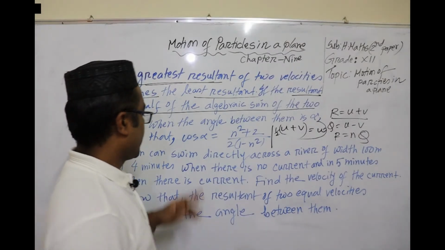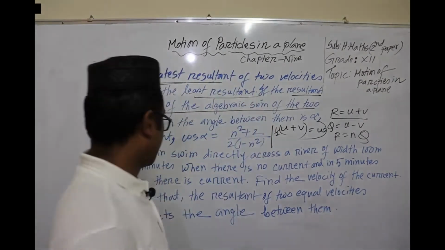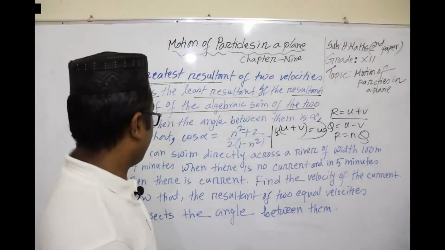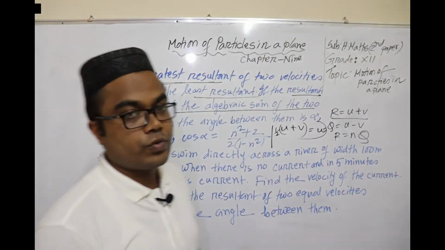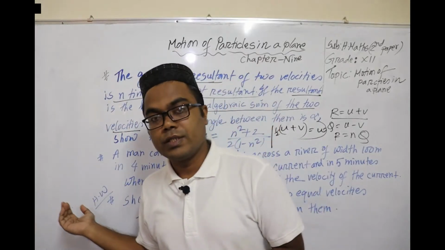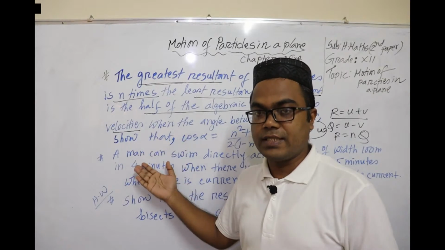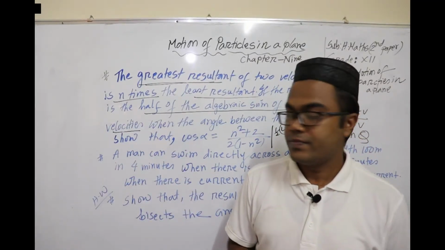Number two: a man can swim directly across a river of width 100 meters in 4 minutes when there is no current, and in 5 minutes when there is current. Find the velocity of the current. You will do this with the help of one formula. This one is very easy. If you know the formula, please inform me. Do you know the formula?